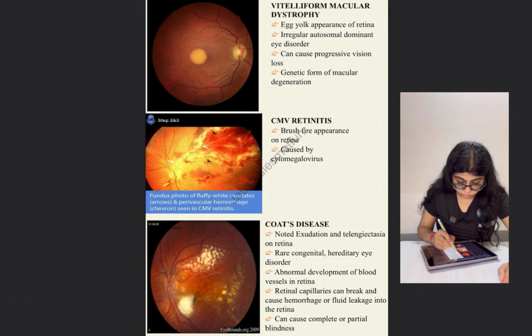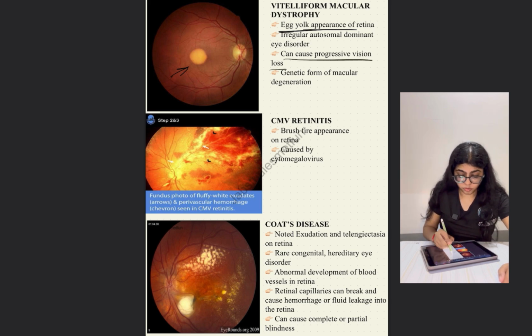Vitelliform macular dystrophy. It is also known as egg yolk appearance of retina. You can see that this central lesion looks like an egg yolk. It is an irregular autosomal dominant eye disorder. It can cause progressive vision loss, and it is a genetic form of macular degeneration.